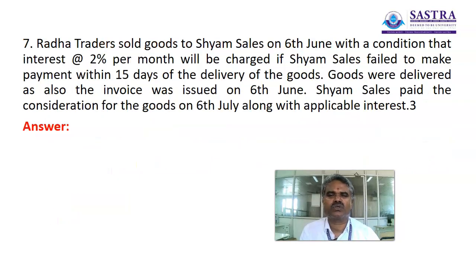Radha Traders sold goods to Sham Sales on 6th June with the condition that interest of 2% per month will be charged if Sham Sales fails to make payment within 15 days. Goods were delivered along with the invoice. So 15 days means the date of receipt of the interest is when they are paying, that is 6th plus 15 days.